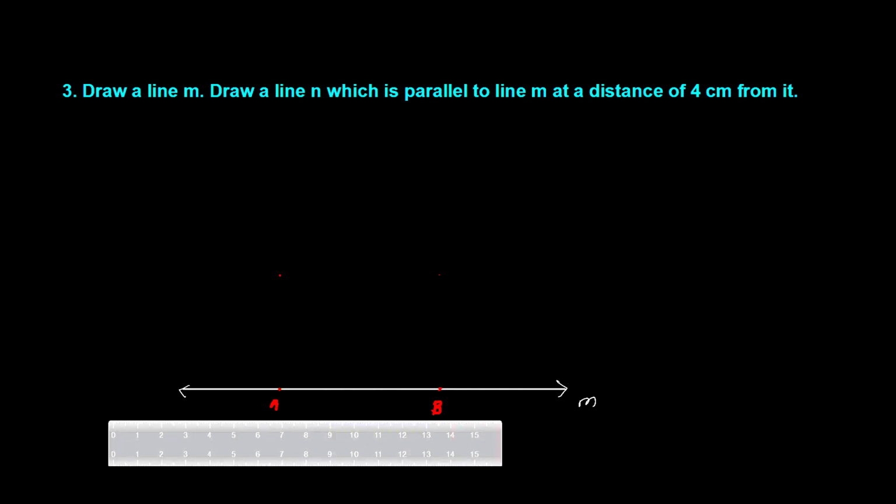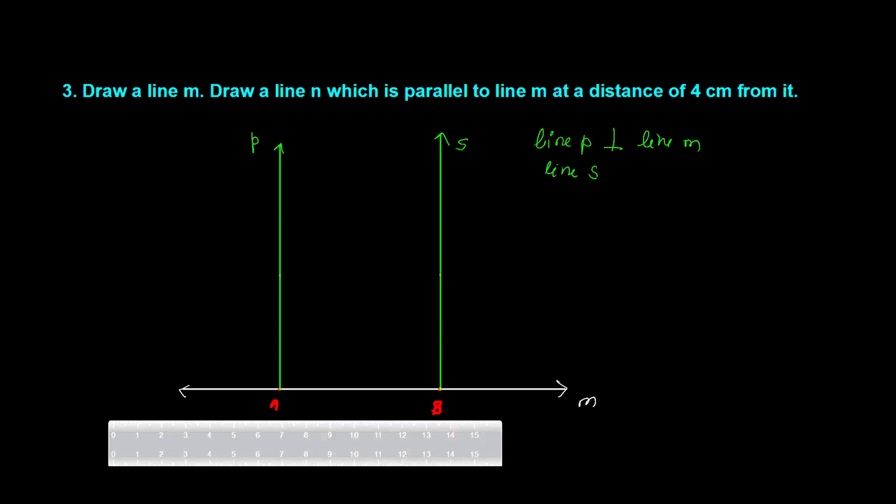Remove the protractor. Draw a perpendicular line passing through. Give the name of the line. This one is line P and this one is line S. Line P is perpendicular to line M and line S is perpendicular to line M. Line P is passing through point A and line S is passing through point B.